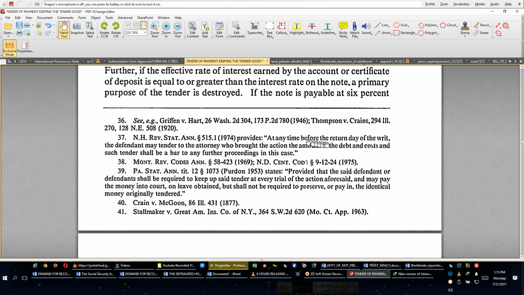Look, at any time before the return date of the writ, the defendant may tender to the attorney who brought the action the amount of the debt and costs, and such tender shall be a bar to any further proceedings in this case. Ladies and gentlemen, your tender does not have to be backed by funds in an account. It just has to be tender. Learn what tender is so that you can understand how to pay your bills.